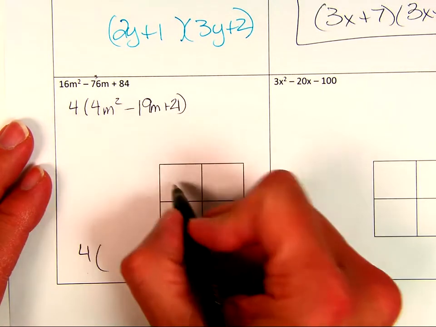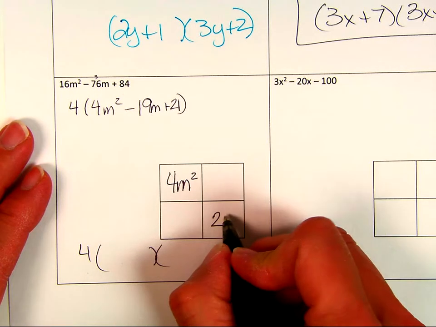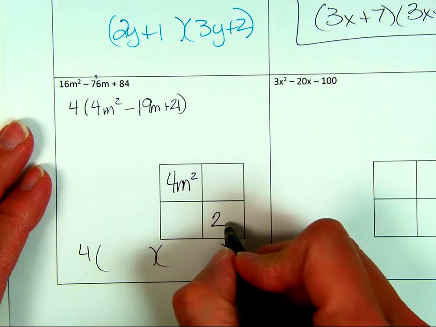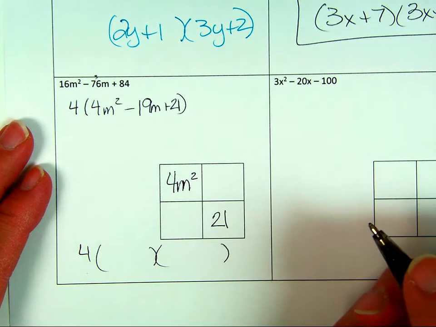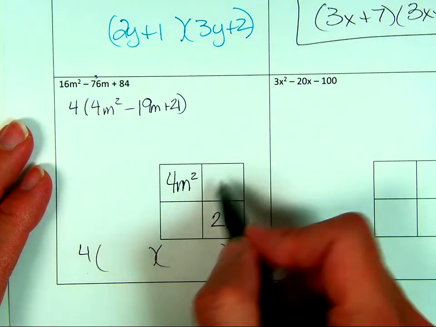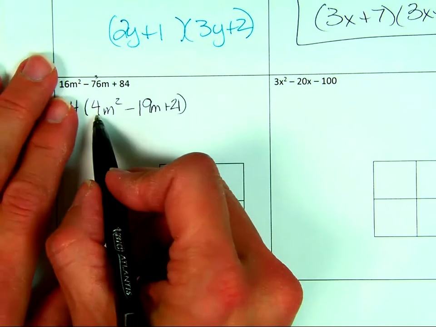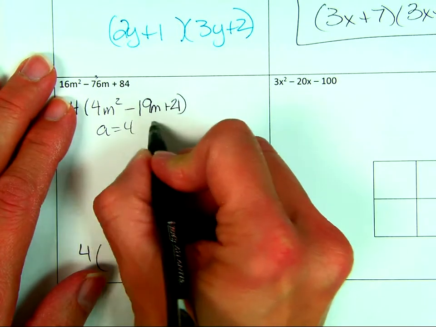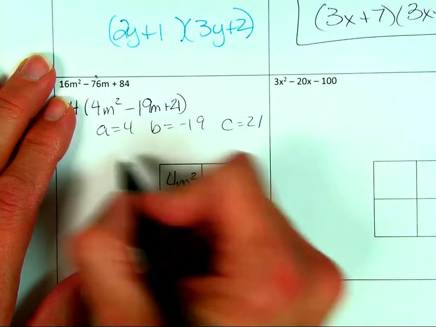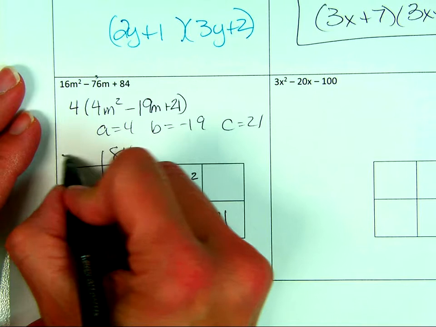So I put my AC here, and I put my AX squared or M squared here, and then I put my C here. And then I'm going to find 2 factors of AC that add up to 19. Well, what is AC? Let's see. Remember, we're just using this. So our A is 4, our B is negative 19, and our C is 21. So it's just 4 times 21. So that gives me an 84. And I want to get a 19.